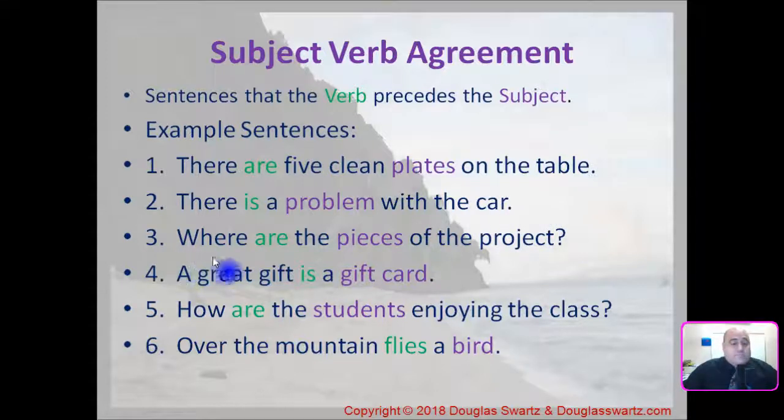Number 3, where are the pieces of the project? More than one piece, plural. The verb is plural, are. Number 4, a great gift is a gift card. Number 5, how are the students enjoying the class? And number 6, over the mountain flies a bird. One bird, singular. The verb is singular and has an S on it. Over the mountain flies a bird.